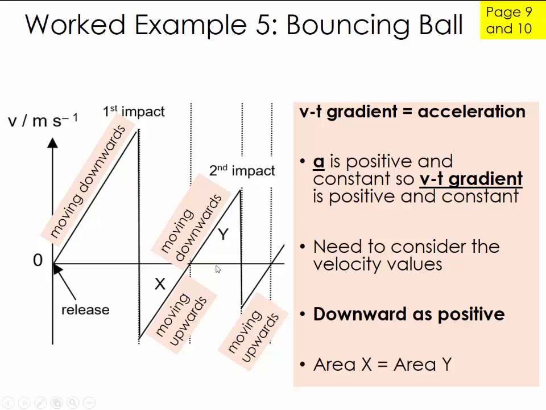Right? Notice area X should be equal to area Y. Why? Can you explain? Remember, this is moving upwards. This is moving downwards, which means this point is the maximum height. So the height of rising should be equal to the height of falling. Therefore, the areas should be equal.